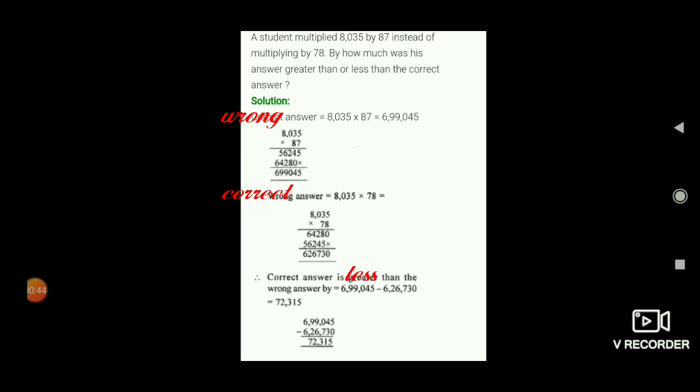If he had multiplied that number by the right number, that is 78, then his correct answer would be 8035 multiplied by 78, which is equals to 6,26,730. So his correct answer is less than the wrong answer by 6,99,045 minus 6,26,730, which is equals to 72,315.